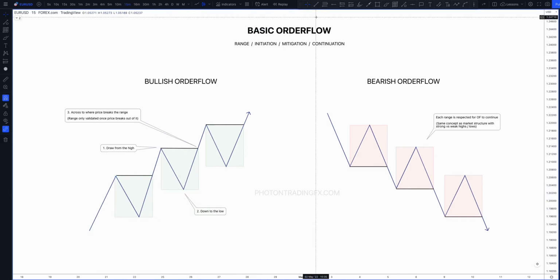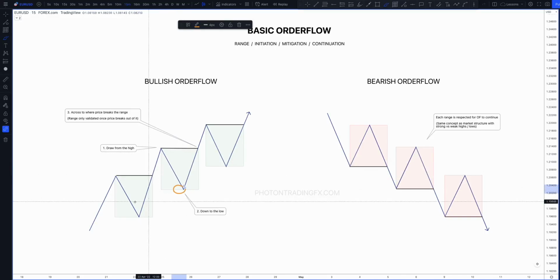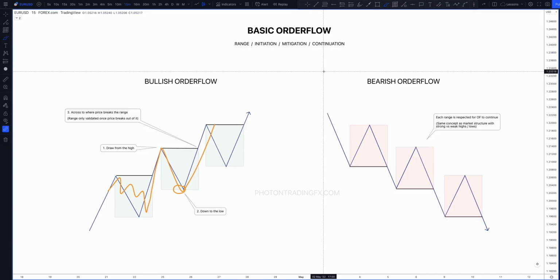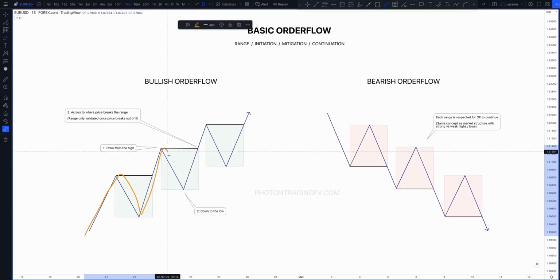Price then can pull back, doesn't have to. Price never has to do anything, but price can pull back to do what? To mitigate that range. So we have a range, price initiates out of that range, then we get the mitigation of the range, and then what do we get? We get the continuation. Range, initiation, mitigation, continuation. Basic stuff, hopefully. So that's what you'll typically see when you have nice, efficient bullish order flow: price moves up, comes back and mitigates that range, moves up, comes back and mitigates that range.